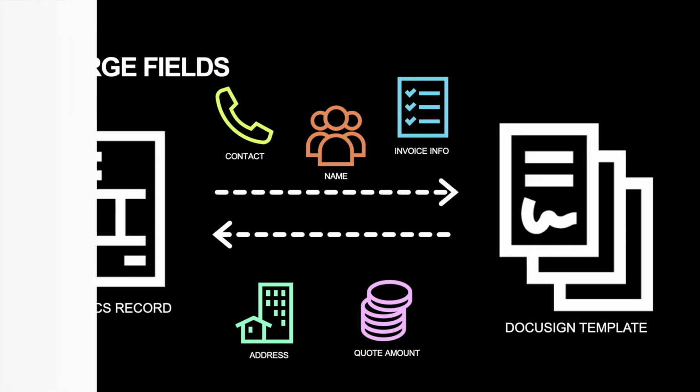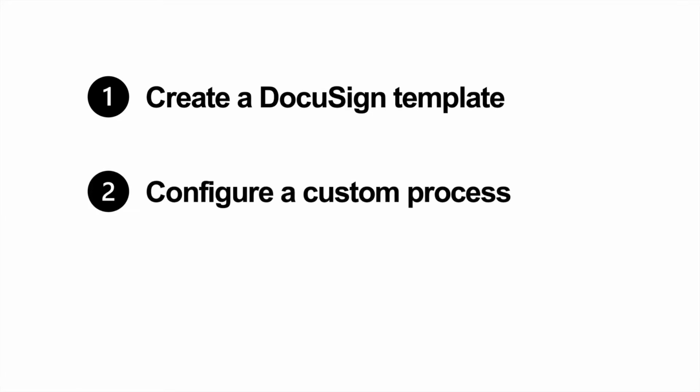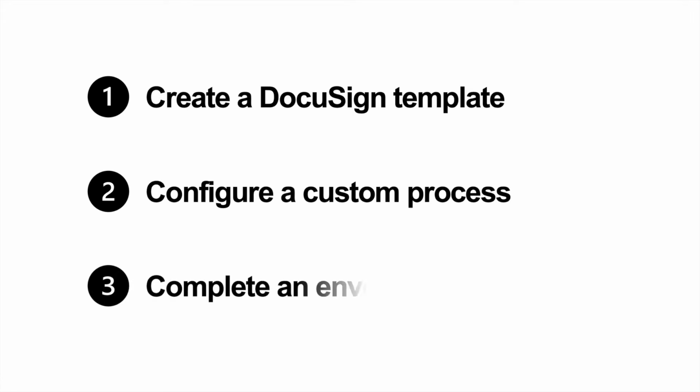To merge data from DocuSign to Dynamics, Step 1, create a DocuSign template. Step 2, configure a custom button. And Step 3, complete an envelope. Let's take a look at an example.